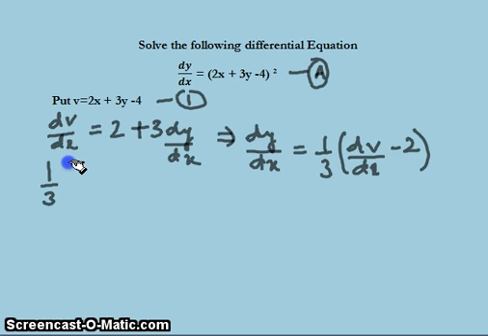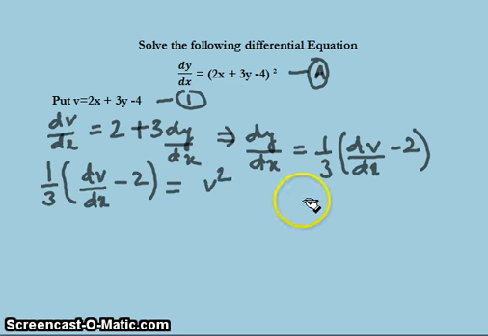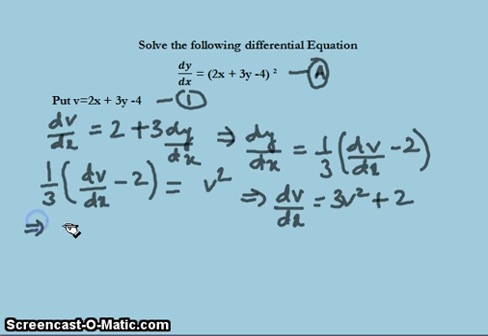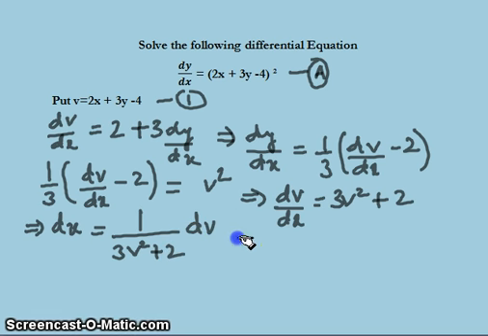1 by 3 (dv by dx minus 2) is equal to v squared. This further gives us dv by dx is equal to 3v squared plus 2. This implies that dx is equal to 1 divided by (3v squared plus 2) dv, which is equal to 1 by 3 dv by (v squared plus 2 by 3).